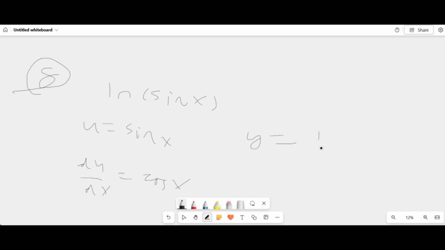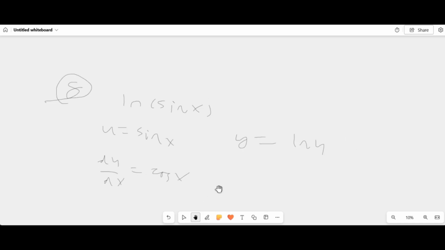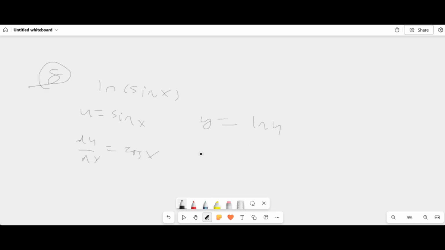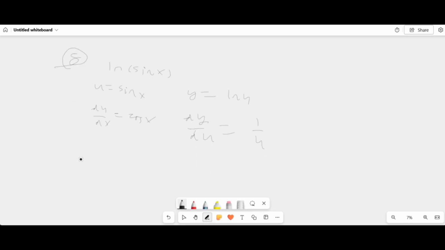And then y is going to be equal to ln u, because u is sin x here. So therefore that's ln u. And then dy over du is going to be 1 over u. It would be 1 over x because ln x, but it's now 1 over u because we've got u. That makes sense here. So now dy over dx is going to be equal to 1 over u times cos x.